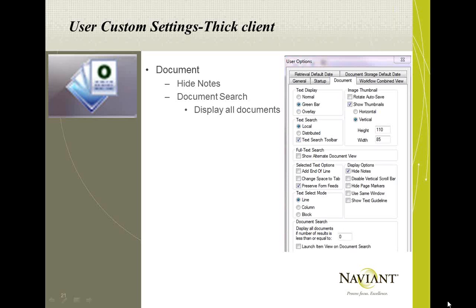Then there's this down here on the bottom, display all documents if the number of results is less than or equal to 0. So if somebody is doing a search within a document type and there's only one document, it is going to, by default, open that one document. You can change that if you would like it to come up in a list versus having it open that one document. So that you can change here for those users.